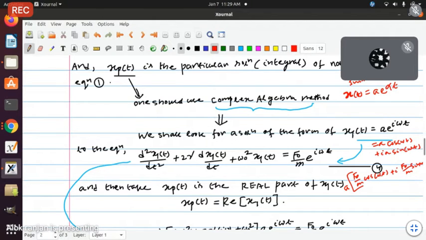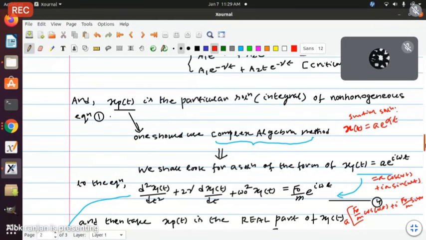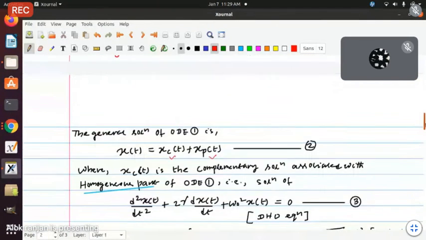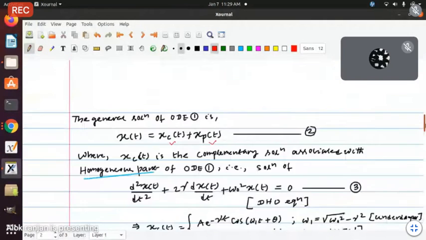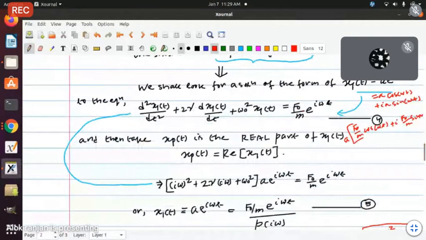Okay. So that's exactly what I have done here. Once we solve this equation by substituting the initial guess solution a e to the power i omega t, then we shall take the real part of x1(t). As I said, because this will give the right hand side exactly as in equation 1, the right hand side being f naught over m cosine omega t. So we'll solve for x1(t) by substituting here, and then we'll take the real part in order to get the solution of the particular integral.